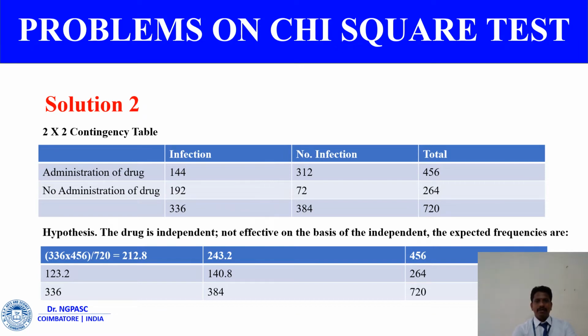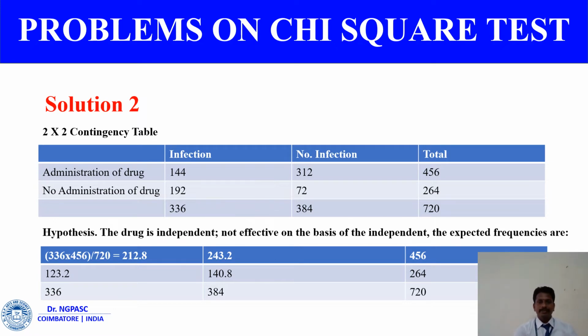Next, to calculate the expected frequency of 312, the corresponding column total 384, the corresponding row total 456, the multiplication of the two elements, 384 into 456 whole divided by 720. We get the answer 243.2.